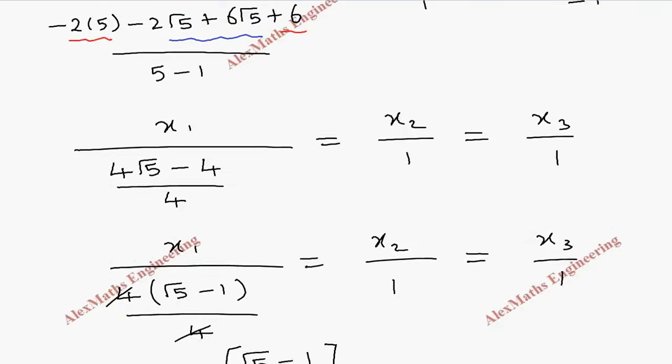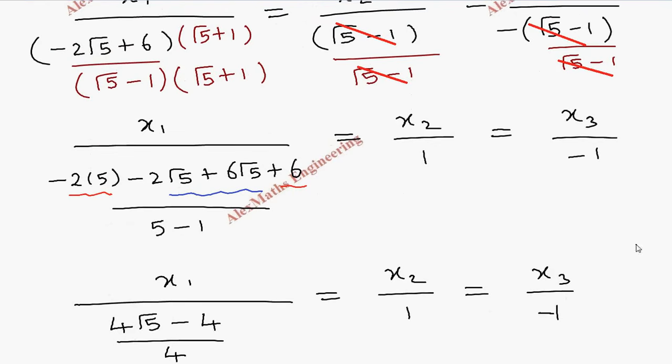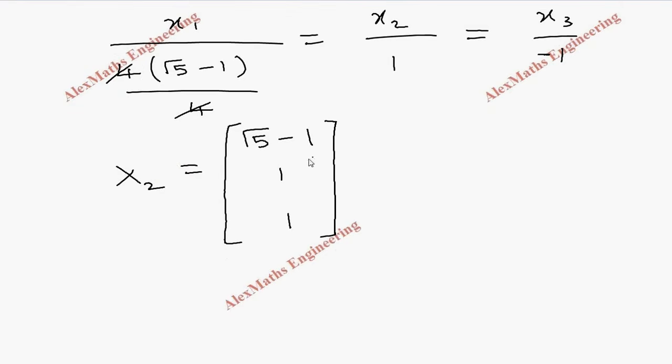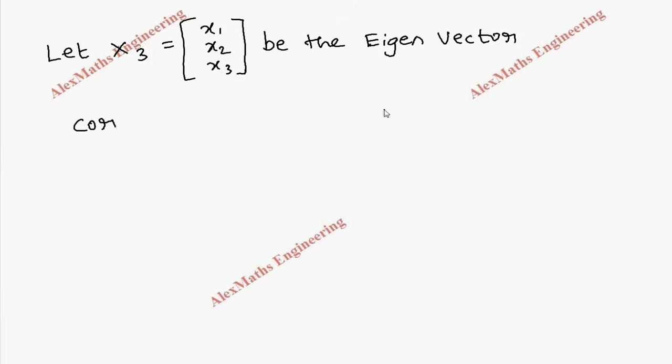And here there is a minus sign, so we have to include that minus sign here. So root 5 minus 1, 1 and minus 1. Then we have to take x3. Let x3, whose elements are small x1, small x2 and small x3, be the eigenvector corresponding to the eigenvalue.